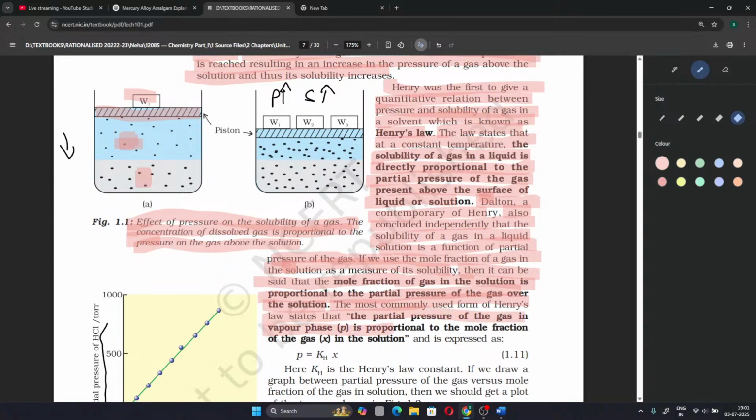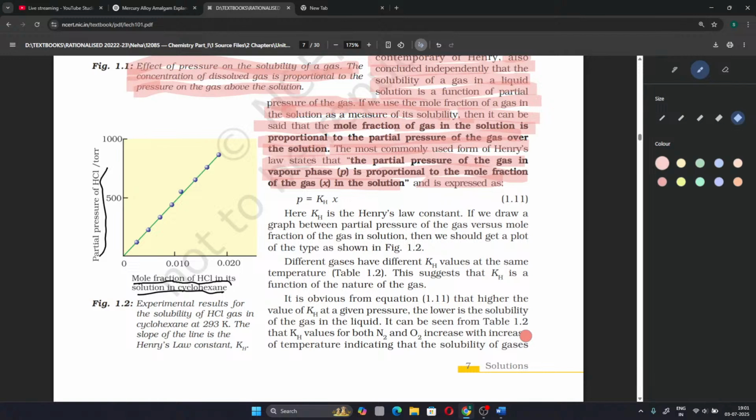The most commonly used form of Henry's law states that the partial pressure of a gas in the vapor phase is proportional to the mole fraction of the gas in the solution and is expressed as P equals KH times chi, where P is the partial pressure of the gas in the vapor phase, basically the gaseous phase, KH is the Henry's constant, and chi is the mole fraction, not molar fraction, it is mole fraction. Here KH is the Henry's law constant.